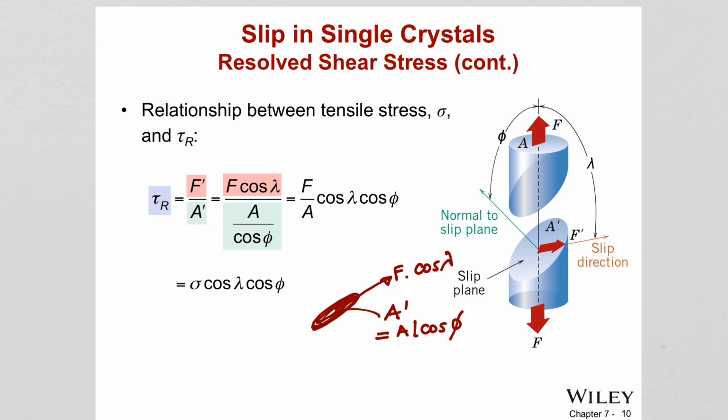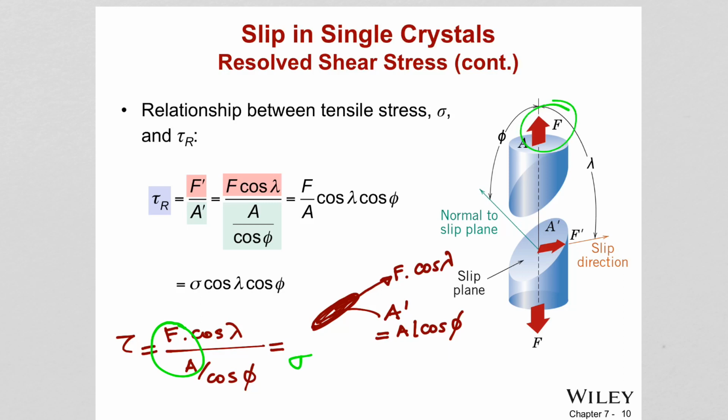So how do we define the shear stress? As always, we define the stress as force over the area, right? So what is the force acting on that area? It is force times cos lambda over what is the area? A over cos phi. And you guys know now that force over area is actually normal stress, because we are talking about the normal force, the area perpendicular to that force. So that is your normal stress that you are applying.